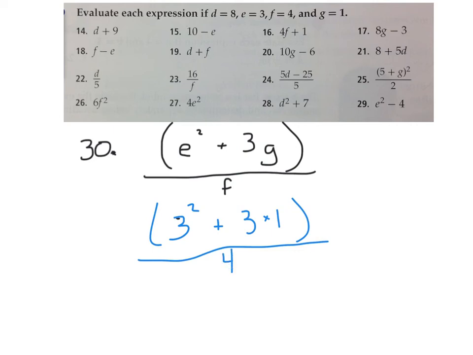If I look on top, F is 4. So now I know from my order of operations that I've got to do my grouping first. So here's my grouping, so I've got to do this first. So in here, I see I have a multiplication problem, I have some addition, but I have an exponent, and exponents come first, so I'm going to solve this first. So 3 squared means 3 times 3, which is 9. So I get 9 plus 3 times 1, and I divide that by 4.